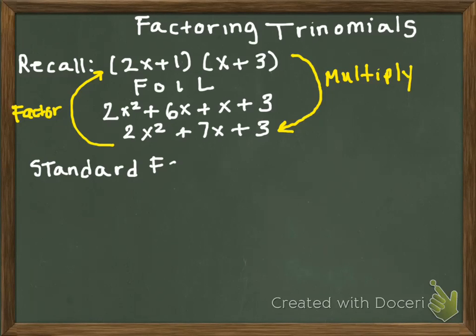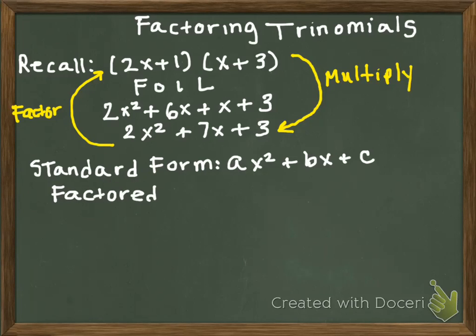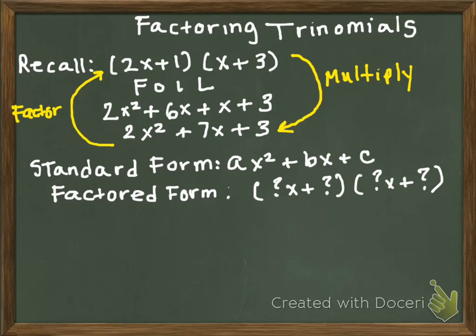The standard form of a trinomial is written as ax squared plus bx plus c, where a, b, and c are real numbers. The factored form of a trinomial is written as the product of two binomials. So when we factor a trinomial, we are to determine what terms are to go in the first and last of the two binomials. I'm going to show you how to do this by using the 6-step method.